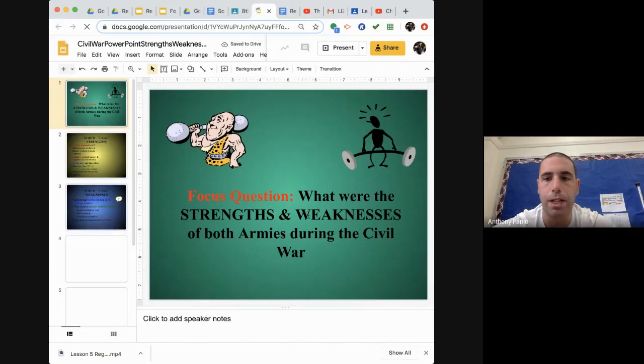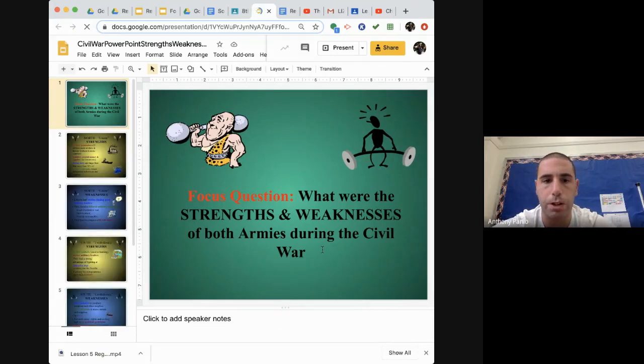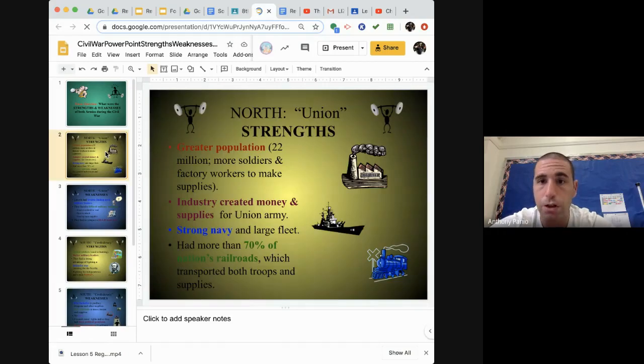So if you were taking notes, this would be the focus question, but you don't need to write this down. You are going to look at the Union. What were the Union Army's strengths? What were the strengths of their country? What were they very good at, right? What did they have that was working in their favor?